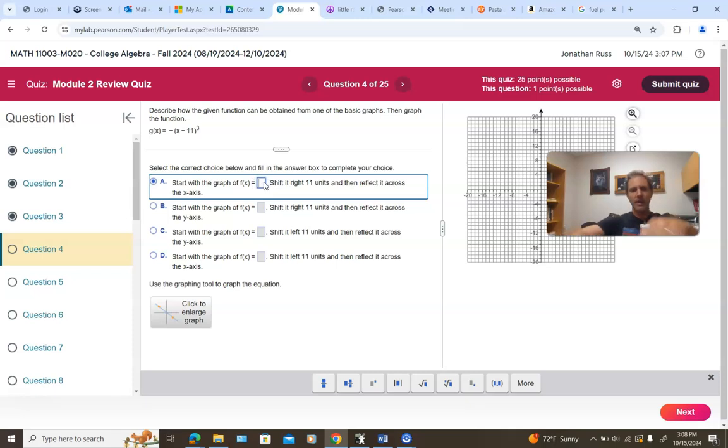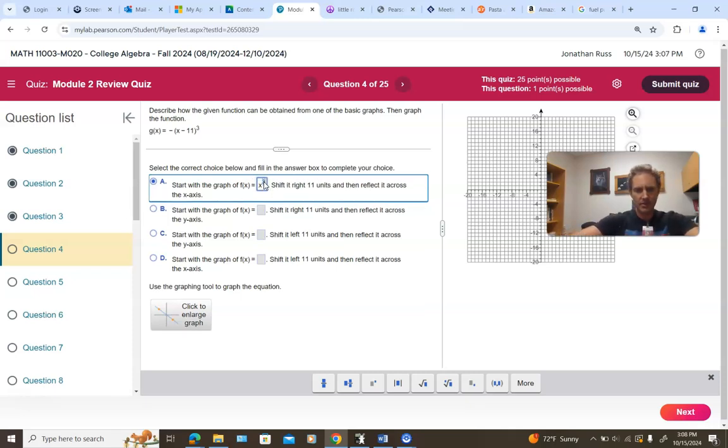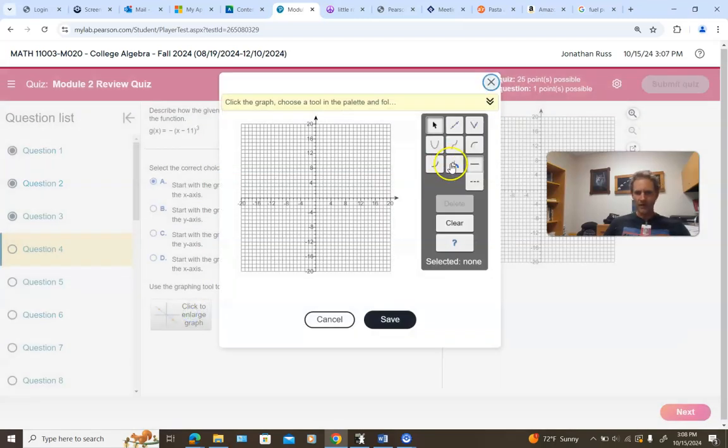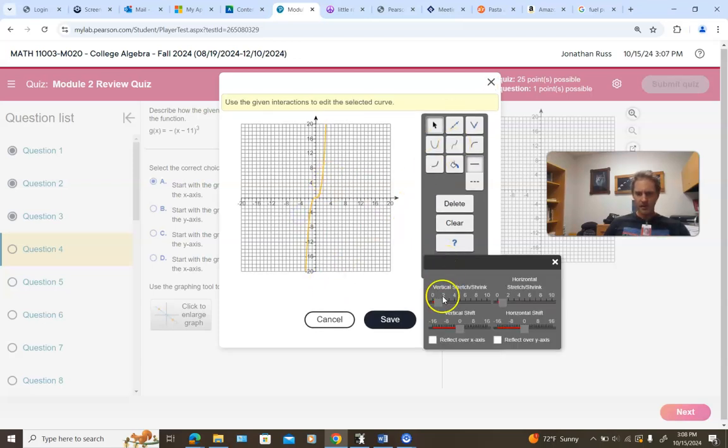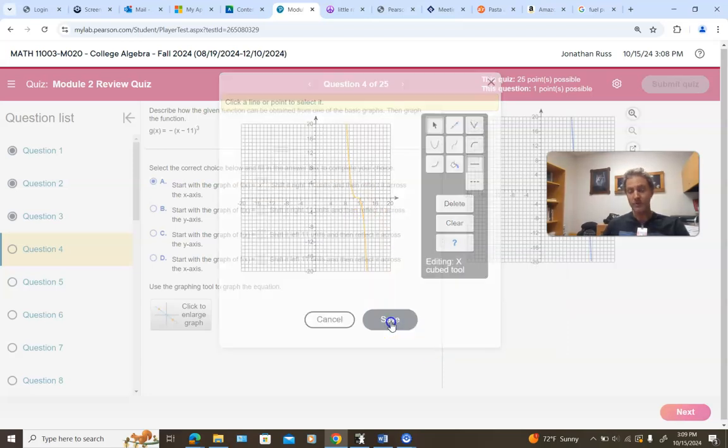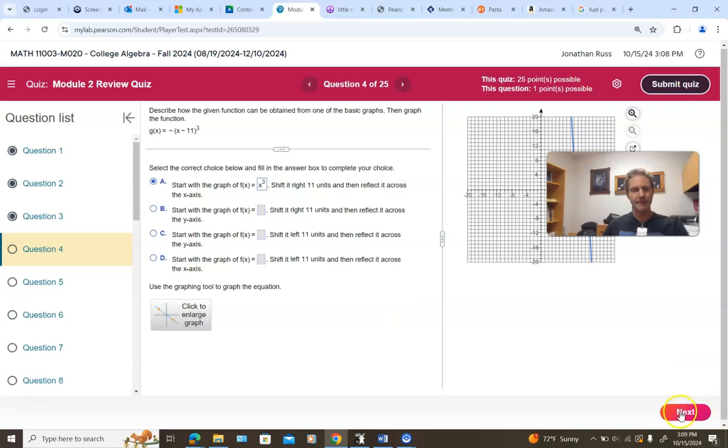So it's going to be this one. And our basic function is x to the 3rd power, okay? And then I'm going to graph it. I'm going to click on the x cubed tool here, and I'm going to shift it to the right 11 places. There we go. And then to reflect it about the x-axis, you need to click down here. And that'll reflect it, or in other words, turn it upside down. Okay.